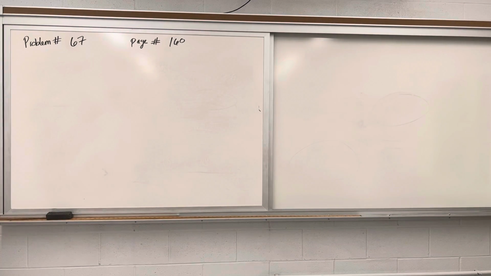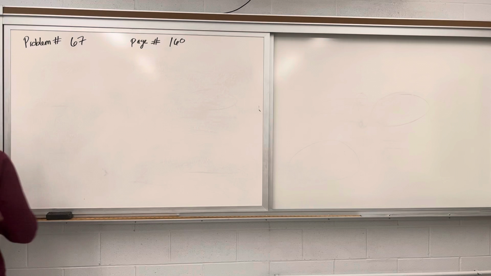Example problem number 67, on page 160 of the textbook. This is chapter 8 regarding rotation. The question reads, if it takes 3 seconds for a modern DVD player to stop a DVD with a rotational speed of 7,490 RPM, what is the DVD's average rotational acceleration?